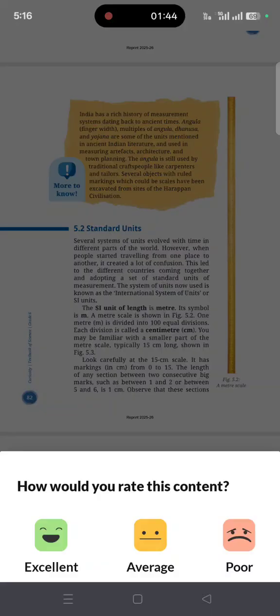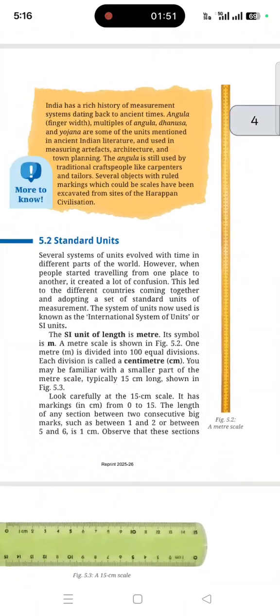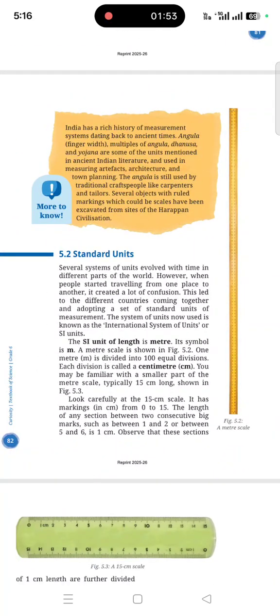So we need a standard unit. A standard unit for measurement you can observe here in a meter scale. Everywhere the meter scale is going to be the same, right? This particular standard unit of measurement is said to be the SI unit. For length it is the meter, and its symbol is small m. 1 meter is equal to 100 equal divisions, that is, 1 meter is equal to 100 centimeters. This is a basic conversion.